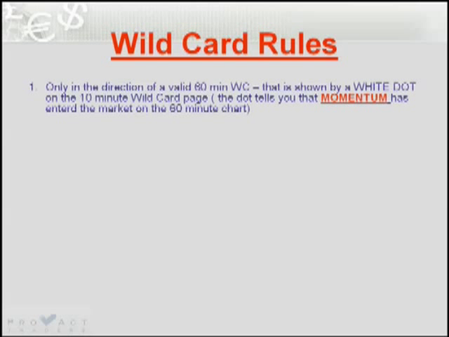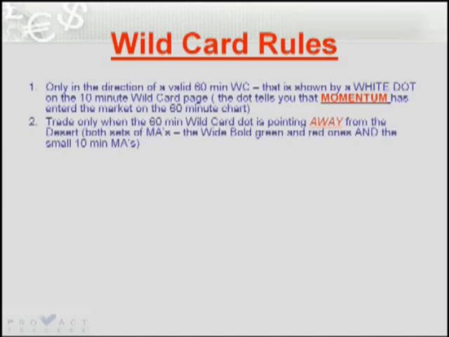So let's take a look first at the wild card. Here are the rules, and by the way, we are rules based. It is black and white. There is no gray area. So we only trade in the direction of a valid 60-minute wild card. Now how do we know what that is? Well, when momentum enters on the 60-minute chart, we put a white dot on the 10-minute chart, and it tells us that the big boys have entered at their level, the 60-minute or higher.